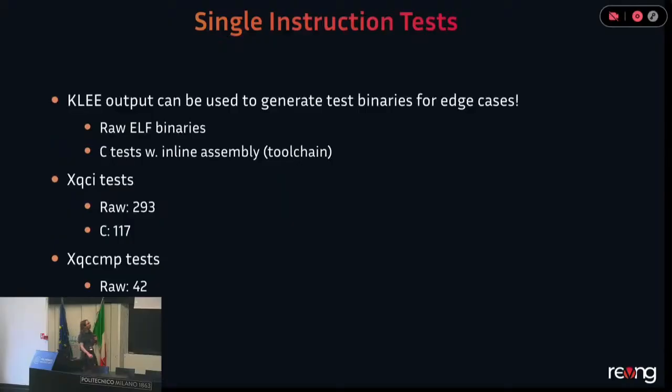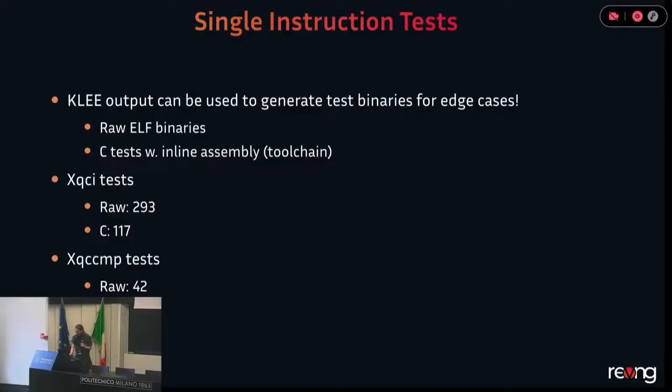So we take the output of these CLE tests and we produce two sets of tests. One is just a raw ELF binary, which requires no toolchain support, meaning we take the encoding from the spec and we just fill out an instruction and dump it into the binary. And this is what we did initially to make sure that our implementation in QEMU was correct when we didn't have any toolchain whatsoever. Then we also produce C tests with inline assembly that check for the same thing. So in the end, we got 293 raw binary tests for XQCI, 42 for XQC comp, and then 117 C tests for XQCI and 2 for XQC comp.